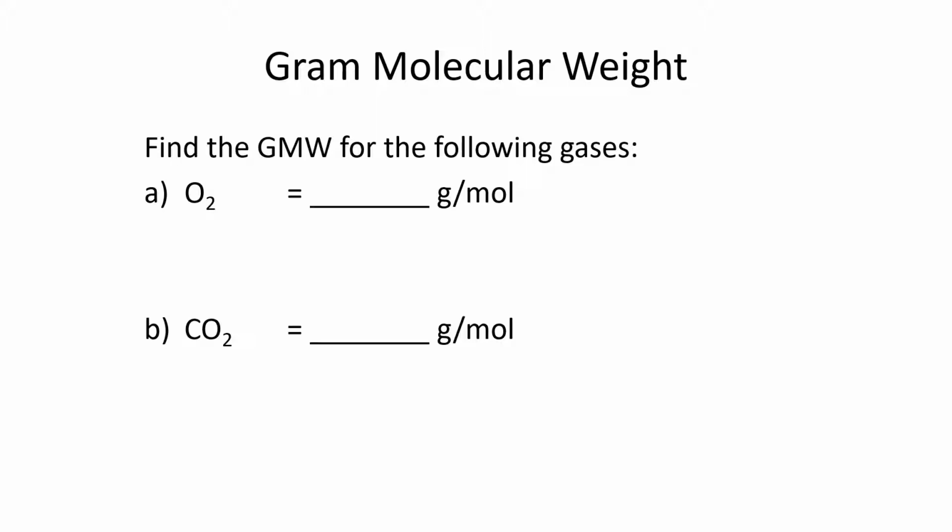Gram molecular weight. So this gives us a lot of information. So grams per mole, and it tells you also the exact number of molecules. All right, 6.02 times 10 to the 23rd. So if I measure out this many grams of this substance, I know I have exactly this many molecules.